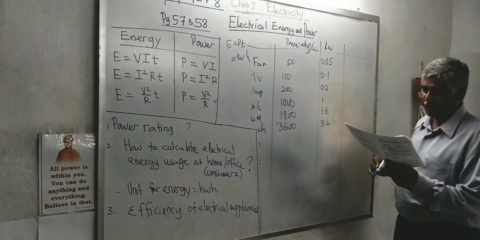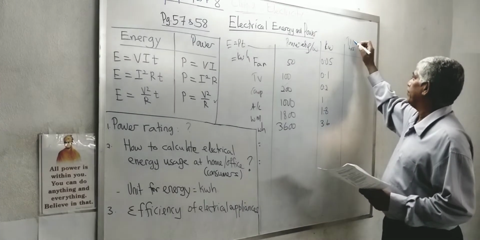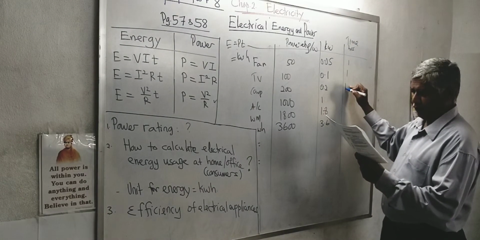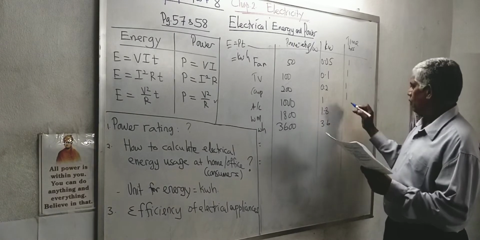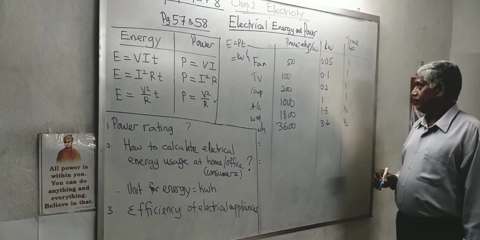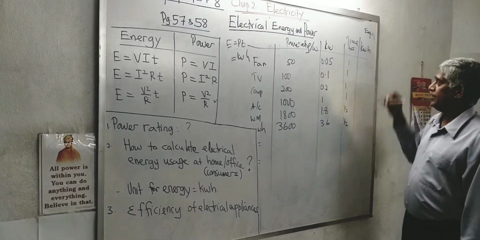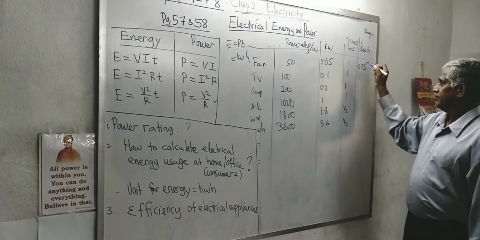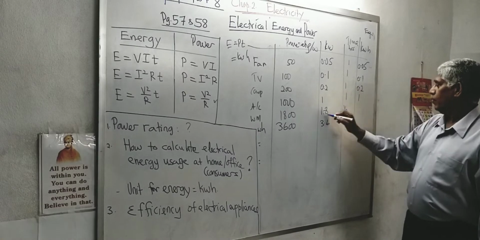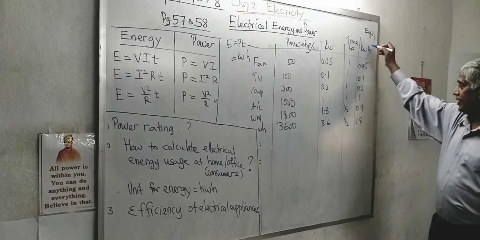So the next is time given here. Time they already give you in hours, so it's very easy. 1 hour here, you turn on for 1 hour. This also you turn on for 1 hour. Washing machine half an hour, and electrical heater half an hour. So very easy now. Kilowatt hour is the energy you are using. So 0.05 times 1 is 0.05. This is 0.1. This is 0.2. This is 1. 1.8 half is 0.9, 3.6 half is 1.8. So this is in kilowatt hour already.